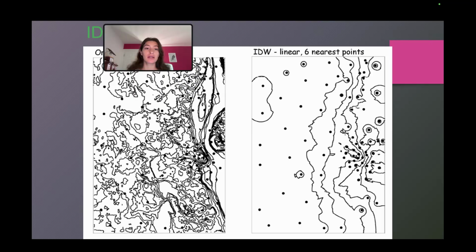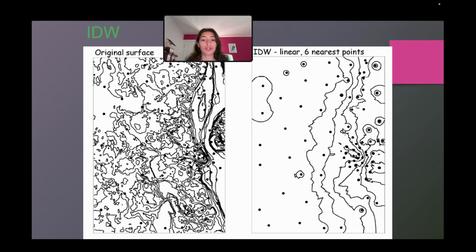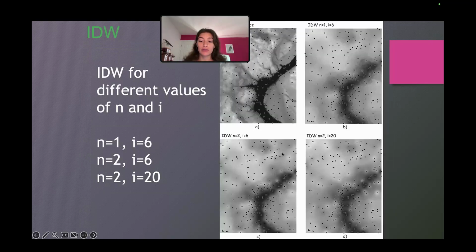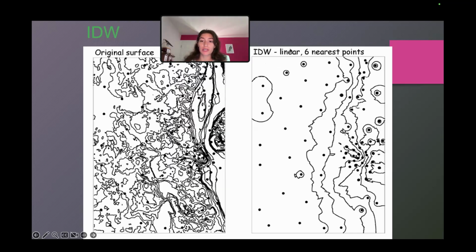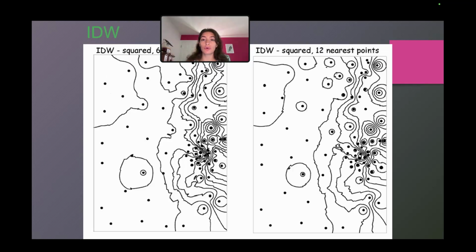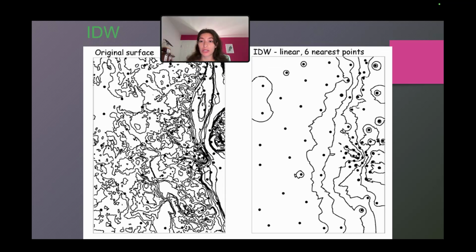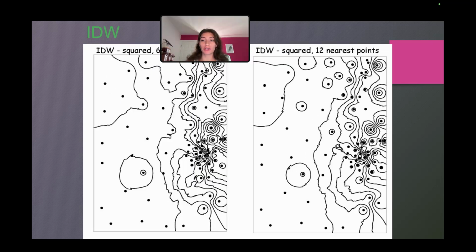Let me take us back. This is IDW, the original surface on the left-hand side. And this is IDW using linear and 6 nearest points. On the next slide, skipping through here, we see it squared and at the 12 nearest points. So you can see just between the two of these right-hand figures, how different it being linear or squared is, and how different having 6 nearest points versus 12 nearest points affects that visual.